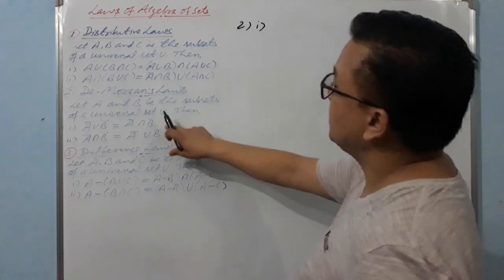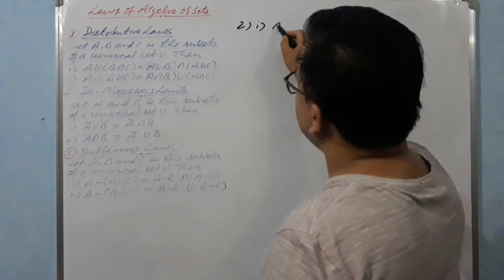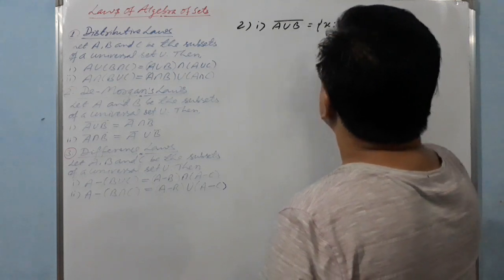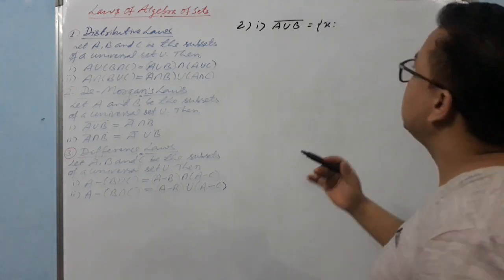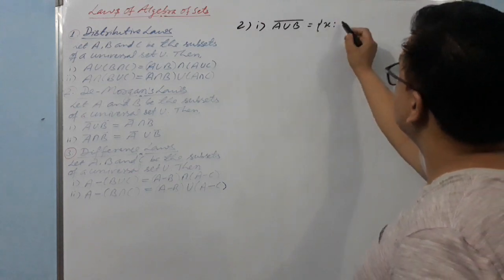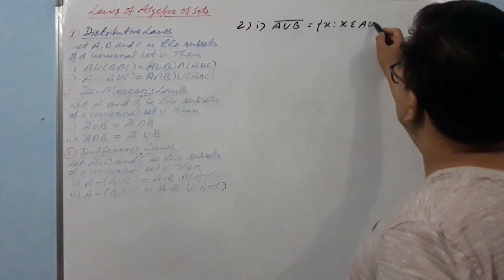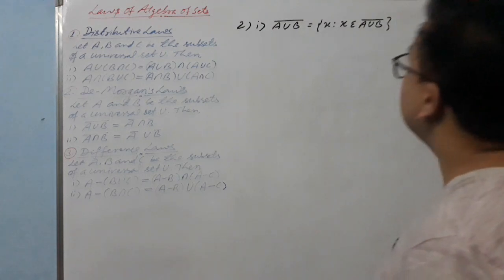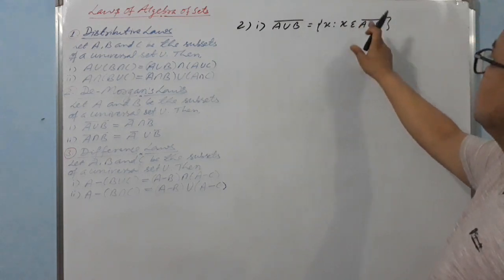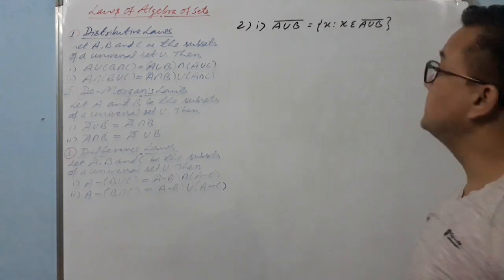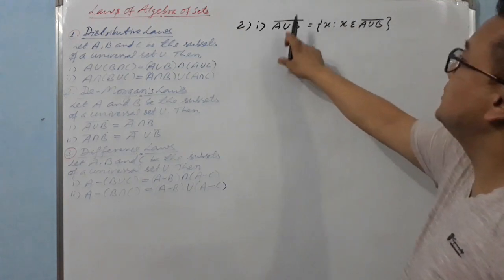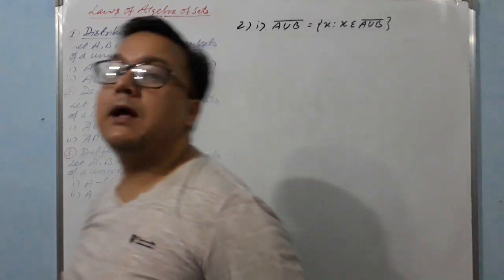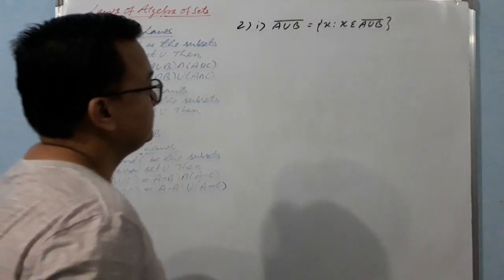I'm going to prove the first part, here complement of A union B. So let's suppose x is an element of this one. x belongs to complement of A union B. x is an element of the set complement of A union B.